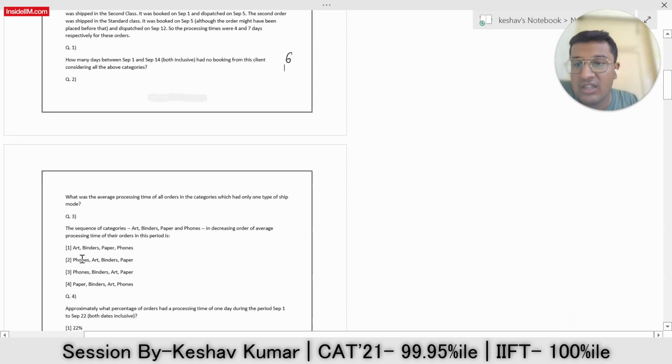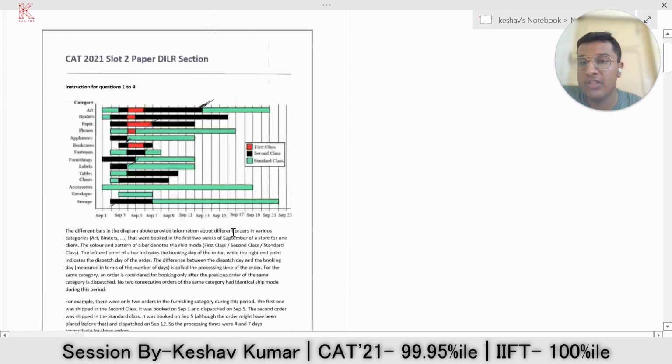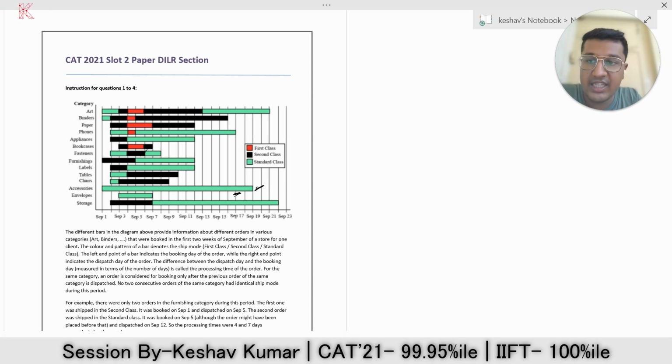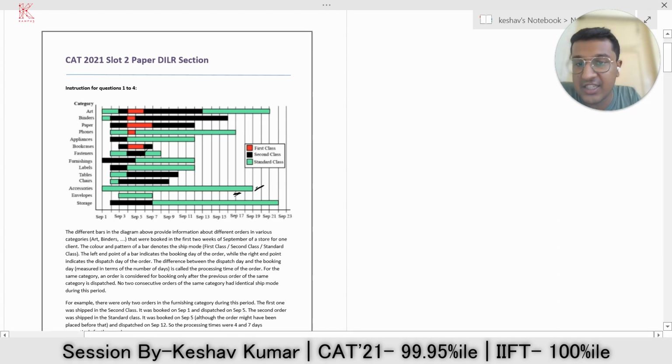Second question, what was the average processing time of all orders in the category which had only one type of ship mode? So which categories have only one type of ship mode? Let's just see. Accessories has one type of ship mode and envelopes have one type of ship mode. Only these two, others you can see a mix and match of colors, so there's no one type. Only accessories and envelope has just one type of ship mode and that is standard class.